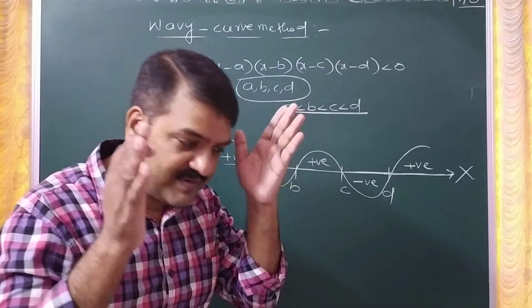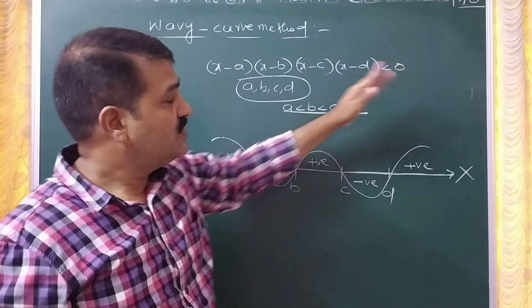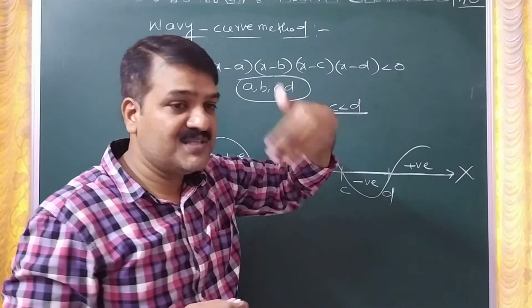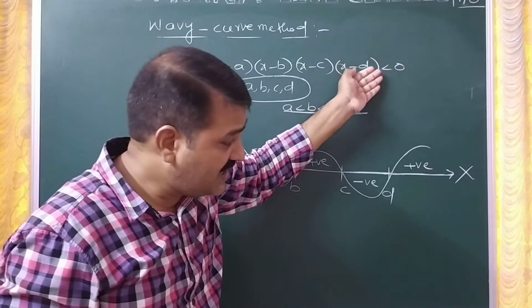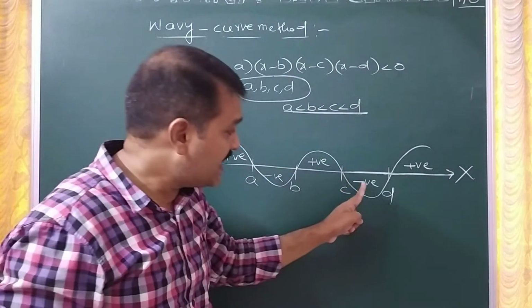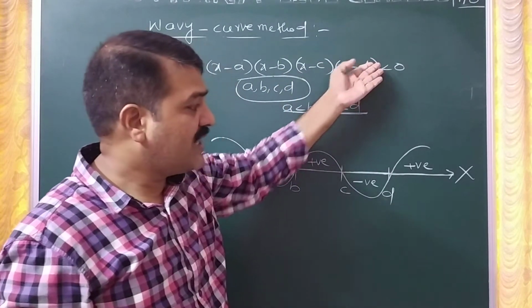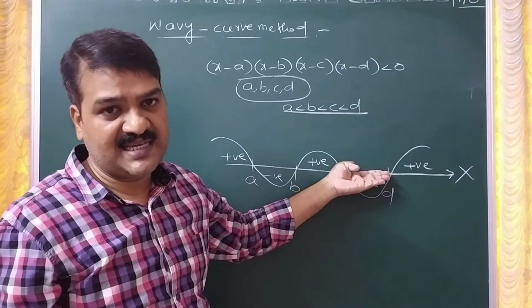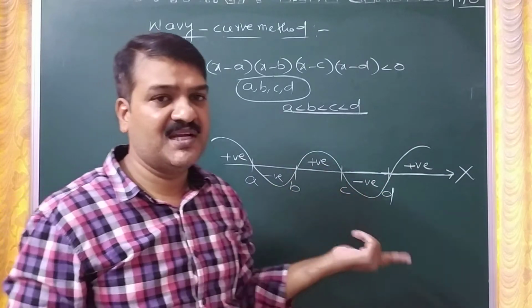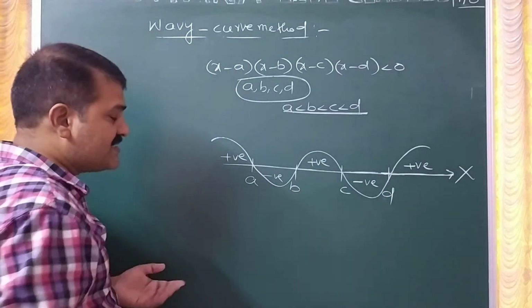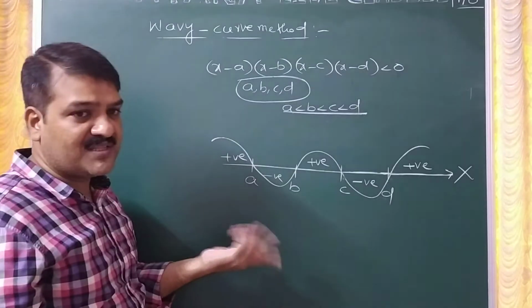So now we will write the solution. The total function must be less than 0, which means negative. So you have to see the portion which is marked as negative in this figure, the portion below the x-axis. Which portion is marked as negative? The portion between A and B, and the portion between C and D. That is our solution.